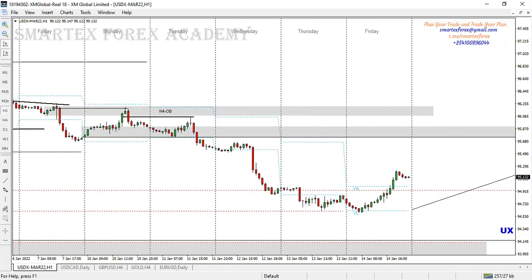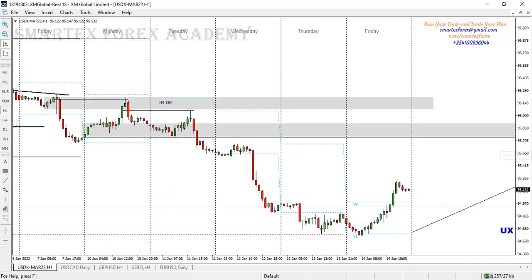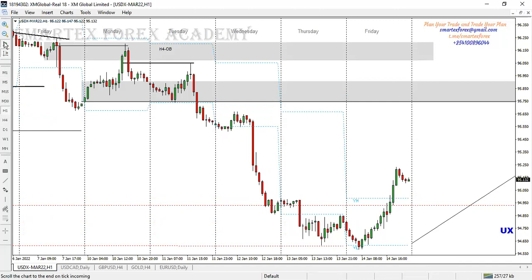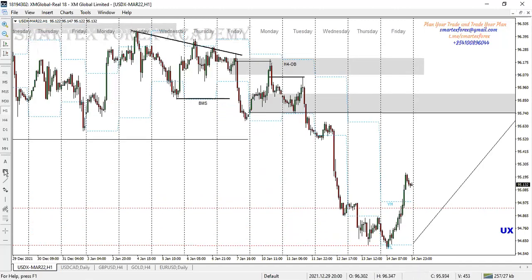But also, we may have this kind of price action on the 1 hour time frame. We have a BMS here. So we have this breaker. Therefore, on Monday, if we get price into the breaker, then back to the 4-hour point of interest, then we go short. So this is what I'm expecting generally, according to me.